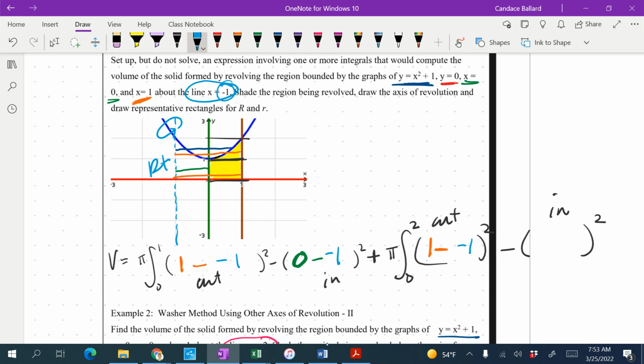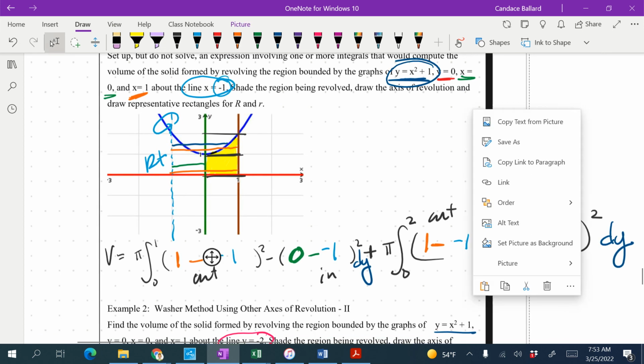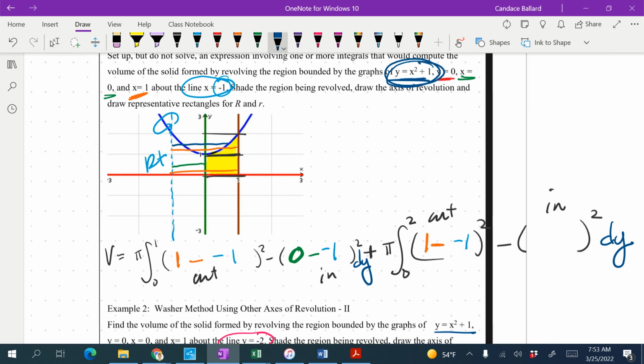The other function is the blue one, but there's a catch. This has to be in terms of y, which I totally forgot to write my dy here. So this should have had a dy at the end, and this should have a dy at the end. Because we're in that horizontal direction, it has to be dy. So I need to solve this for y first, and then I can put that in there. So I'm going to subtract the 1 to the other side, x squared, and then I'm going to take the square root of both sides.